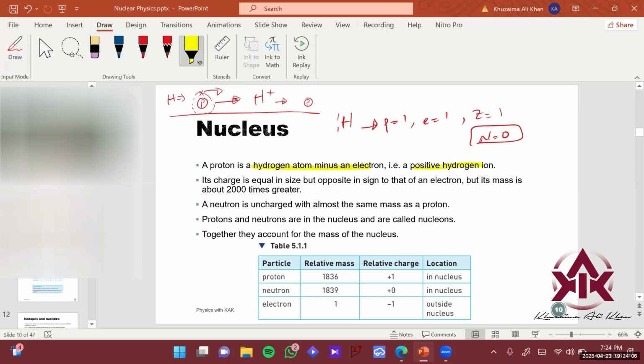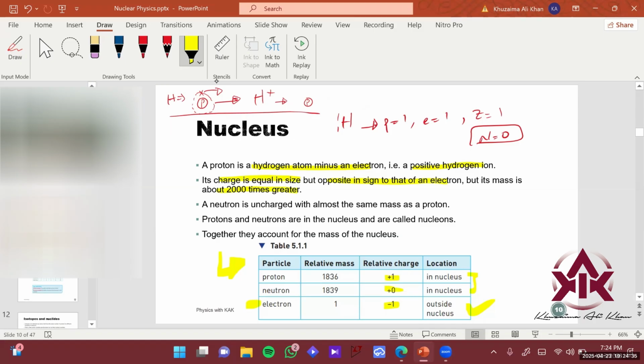So its charge is equal in size but opposite in sign to that of the electron, and its mass is about 2,000 times greater over here, right? So now this is summarizing the charges and the masses of the electron, proton, and neutron. The charge of a proton is positive one, the charge of an electron is negative one, the charge of a neutron is neutral, right? Protons and neutrons are in the nucleus, and electrons are orbiting the nucleus, that is outside the nucleus here.